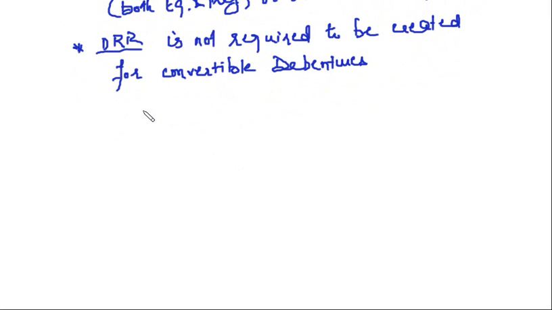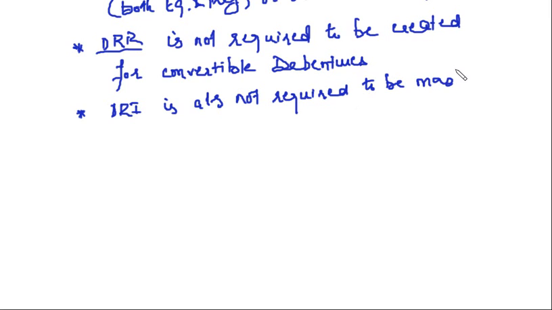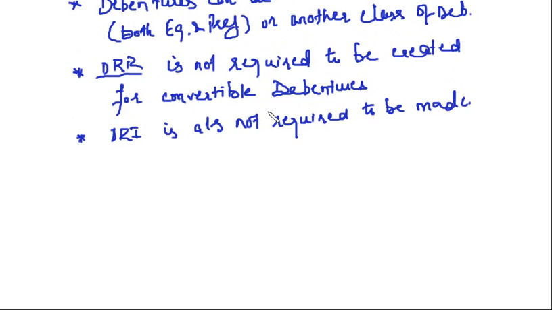Clear? And now regarding the DRI, if you are not required to create DRR, then you will not invest in the specified securities, because there also I told you that DRI is done for those debentures for which DRR is required to be created. So if the DRR is not required to be created, then even the investment is not to be made. DRI is also not required to be made. Clear?